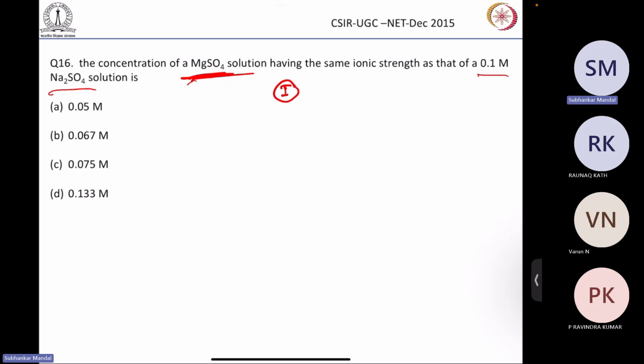How can we proceed? Ionic strength, what is the equation? Can anyone tell? Ionic strength, I, that is half of the sum over m i z i square. This was there, no? I think we have already discussed this thing in the class. I mean, the professor has discussed. So I can do it in this way, and you people also can do with me.